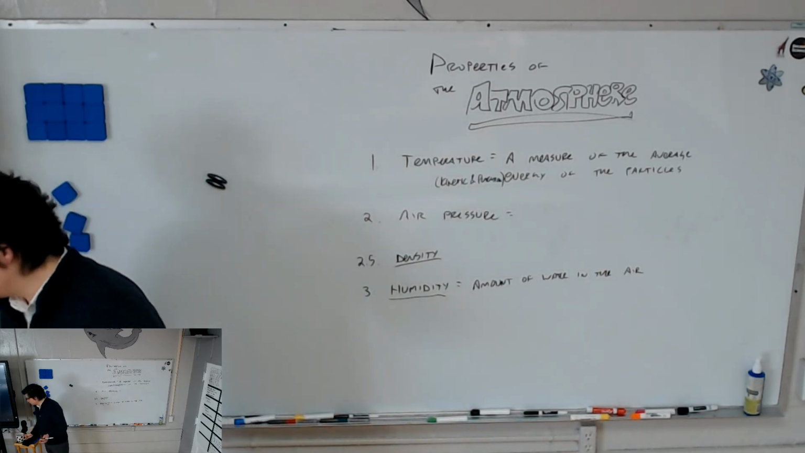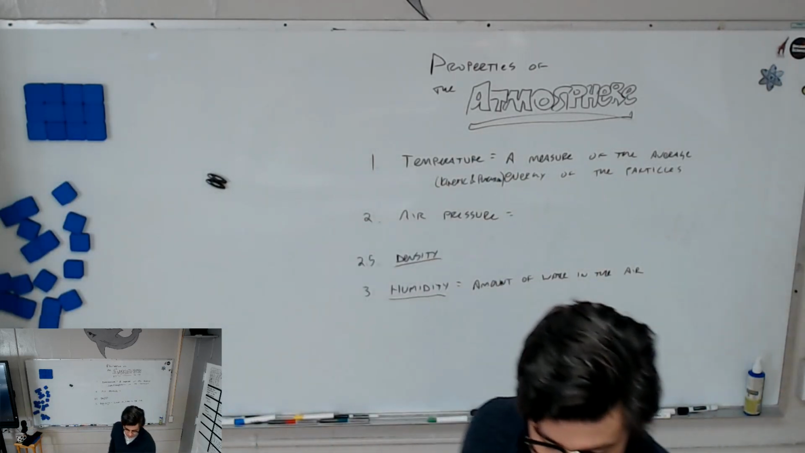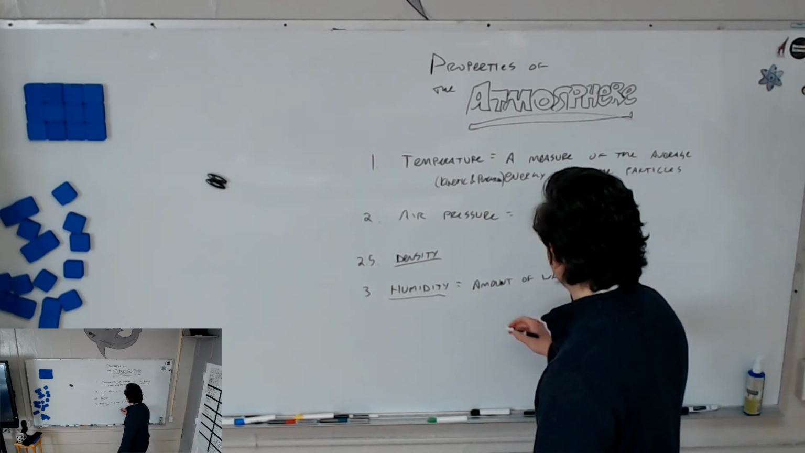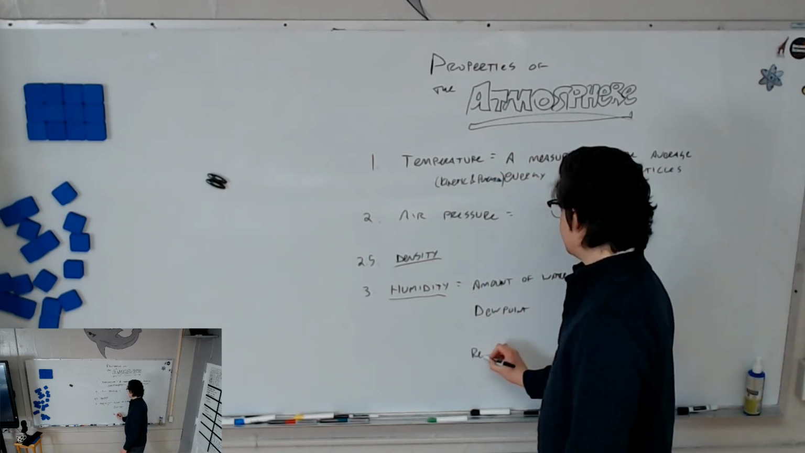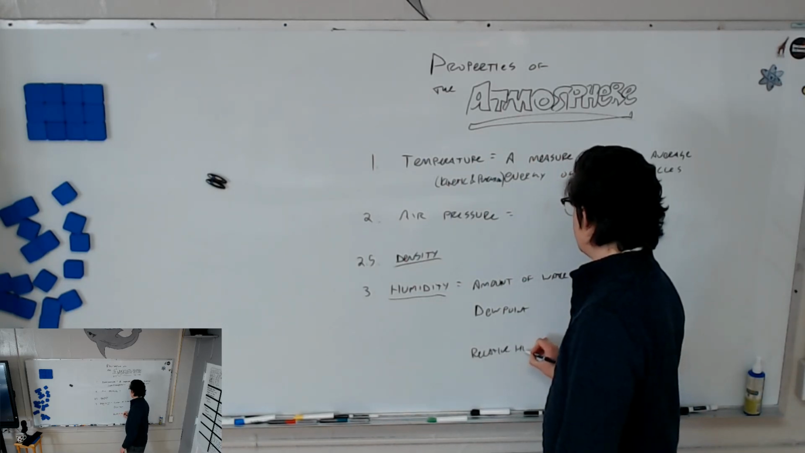What we're going to talk about is the two ways that we commonly use to measure humidity. They're called dew point and relative humidity.